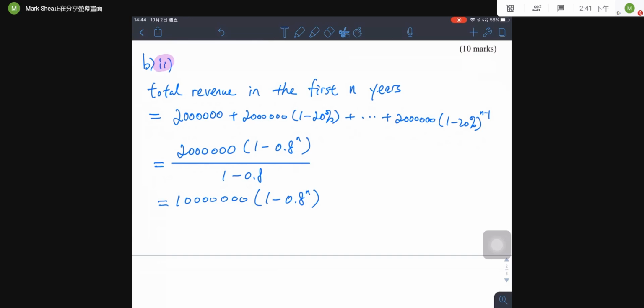And you can see that no matter what n is, 1 minus 0.8 to the power n will be less than 1. It can be about 1 minus a very small number. Then the total will be less than 10 million dollars. So no matter what n is, the total revenue is less than $10 million. So as a conclusion, the total revenue will not exceed $10 million. So this is part B2.